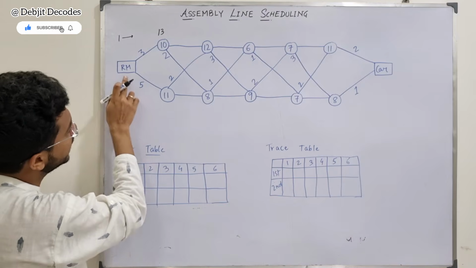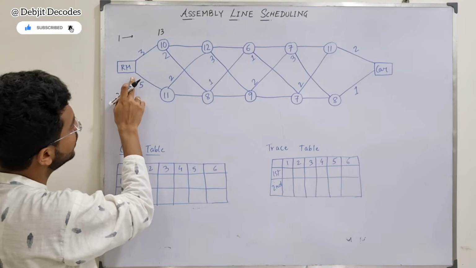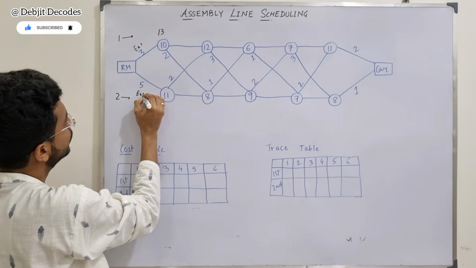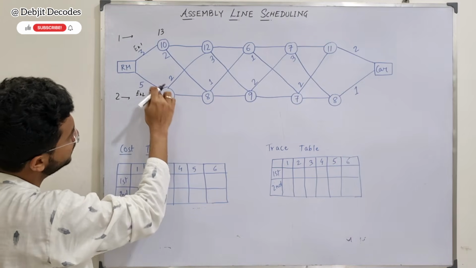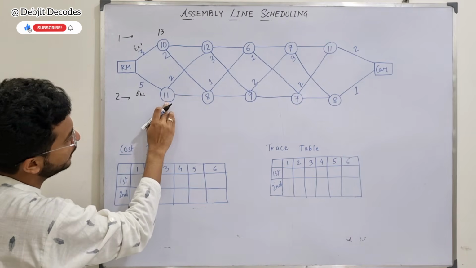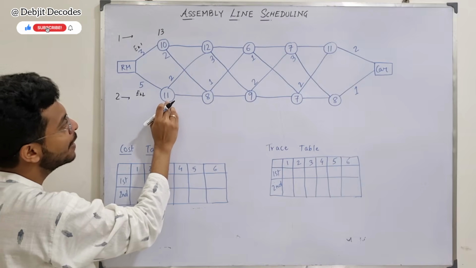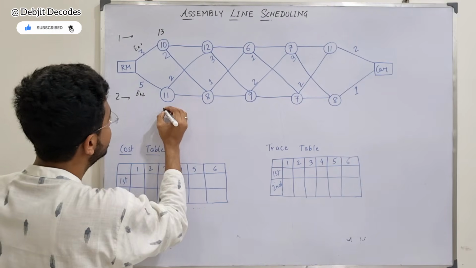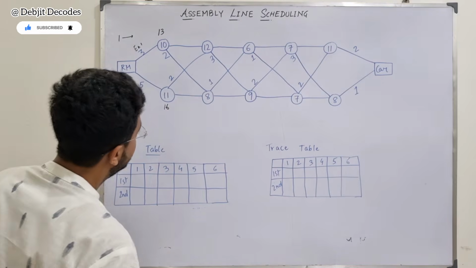And what is the time taken for this one? 5, that is the entry time, entry of 1 and entry of 2. So the entry time of this particular line, and accordingly the fastest time, that is a21 according to the equation. So what will it be? 5 plus 11, that is nothing but 16.